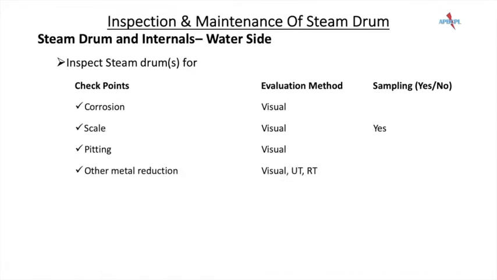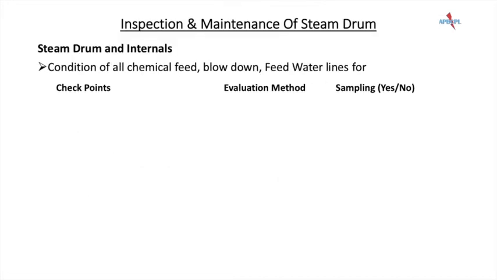Check for any other metal reduction in drum plates and internals with the help of visual, ultrasonic or radiographic testing. Check visually for any sign of erosion on primary and secondary scrubbers. Make sure that all holding down bolts of the separating chamber and primary and secondary scrubbers are secure. Check the condition of all chemical feed, blowdown and feed water lines inside the steam drum for plugging, security, leaks, orientation.